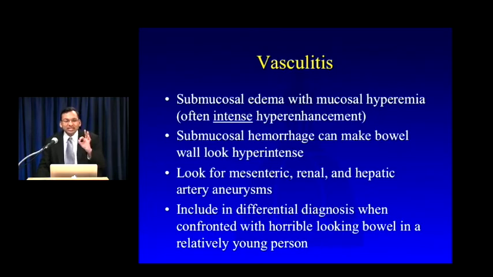The key to this diagnosis is that you want to include it in the differential diagnosis anytime you see horrible looking bowel in a relatively young person. If you see bowel that makes you think this could be the worst case of infection you've ever seen, or maybe a horrible case of ischemia, but it's in a patient who doesn't have any risk factors for those entities, think about vasculitis. Young person, horrible looking bowel, think vasculitis, and you can double down on that diagnosis if you see vascular abnormalities, whether it's an aneurysm or beading and irregularity of the vessel, that are going to allow you to make the diagnosis with more specificity.